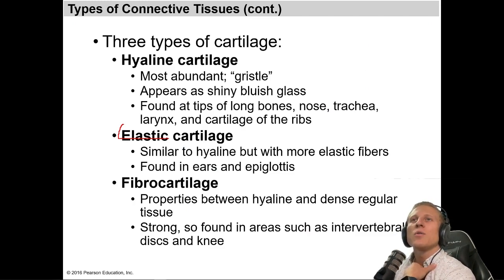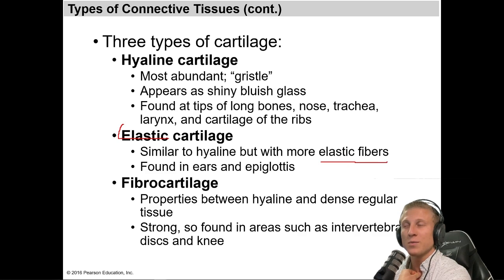We have three categories of cartilage, three main types. We have hyaline cartilage, by far the most abundant. We see it intermixed in all sorts of areas within the human body. Then we have elastic cartilage, similar, but with more elastic fibers. Okay, more elastic fibers, so it's going to be a bit more stretchy and able to return back to shape. And then we have fibrocartilage.